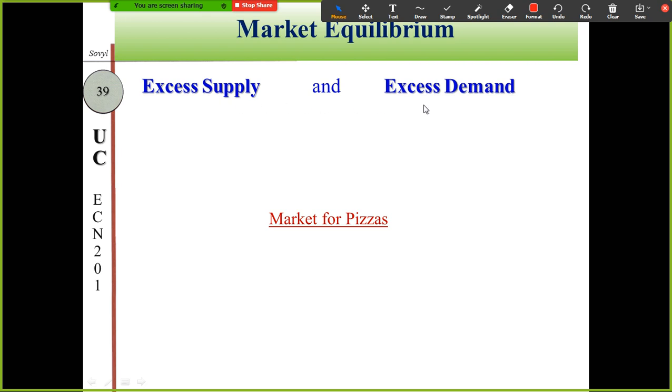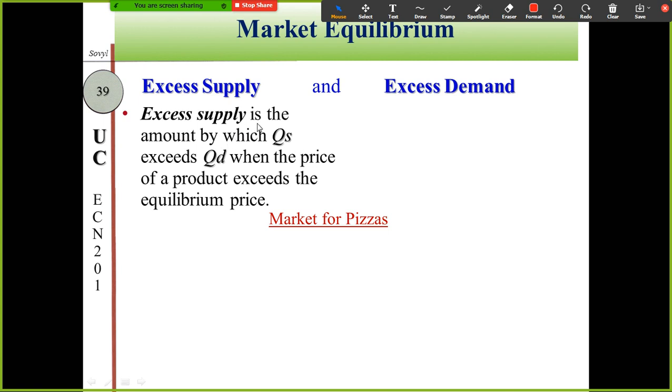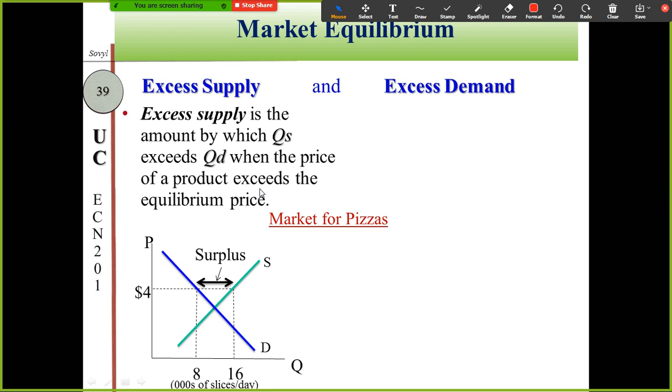Excess supply and excess demand. What do you mean by excess? Over. Excess means over enough. Excess is like surplus. In chapter 1, we said surplus, right? But now we say excess. Excess supply and excess demand. Excess supply is the amount by which quantity supply exceeds quantity demand when the price of the product is above the equilibrium price. This is called surplus or excess supply.